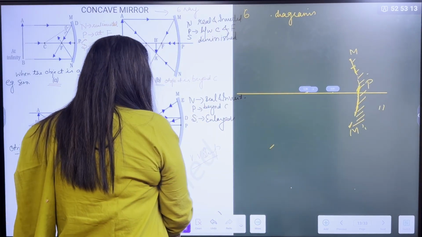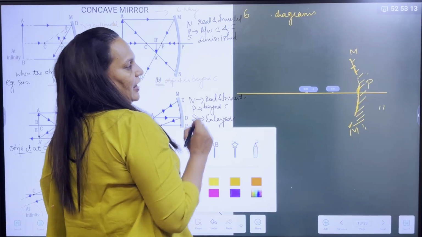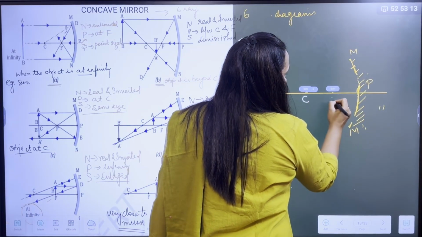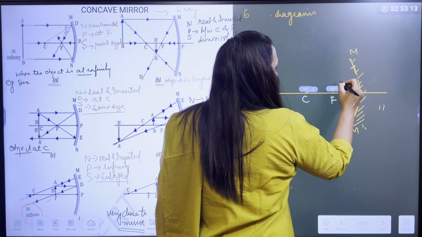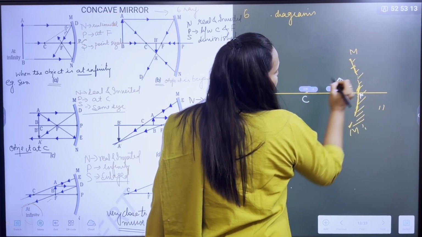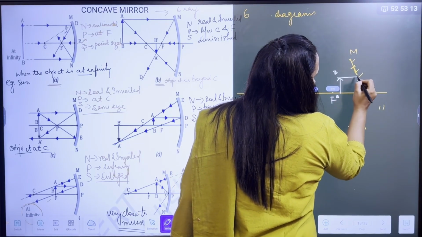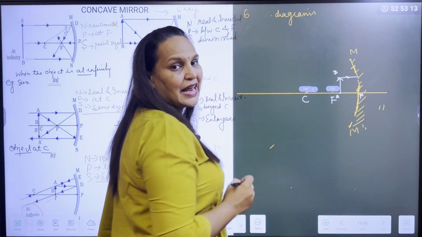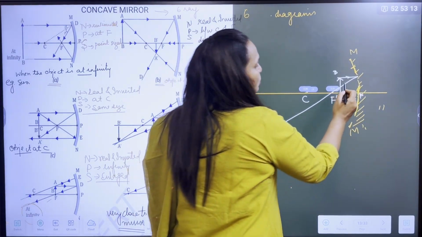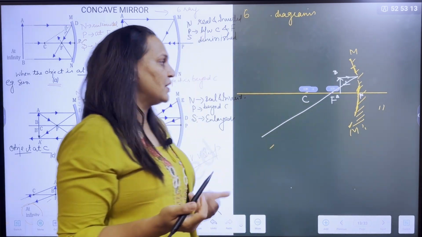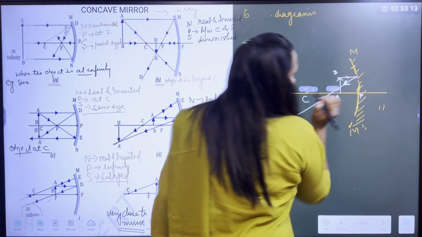See here. This diagram is something different. So I will draw with a white color. This is C, F, P. Everybody knows this is a P, right? Object is between F and P. This is A and B. It will go parallel to the principal axis. How will it reflect? First ray will go pass through the focus. I hope everybody is clear till here. First ray will reflect through the focus.